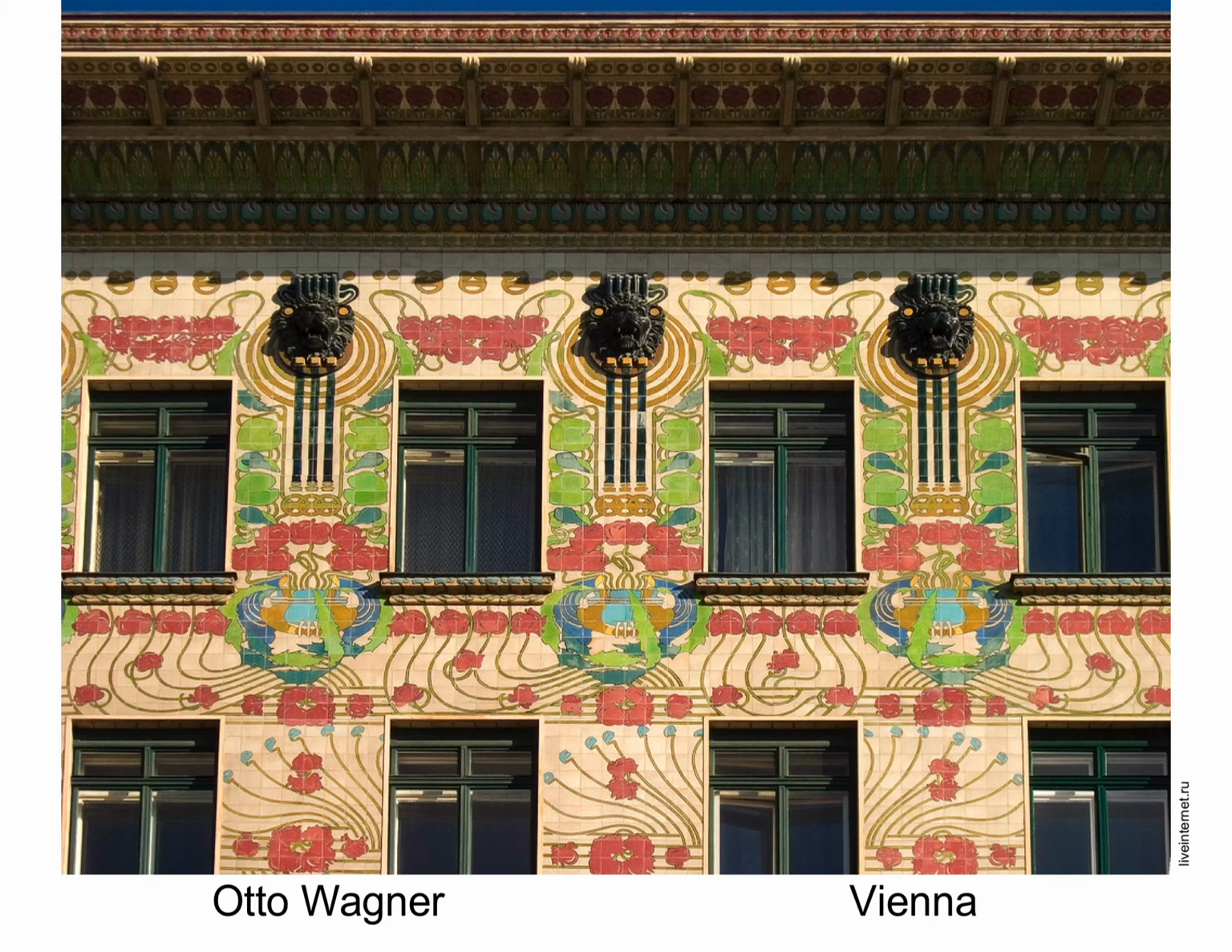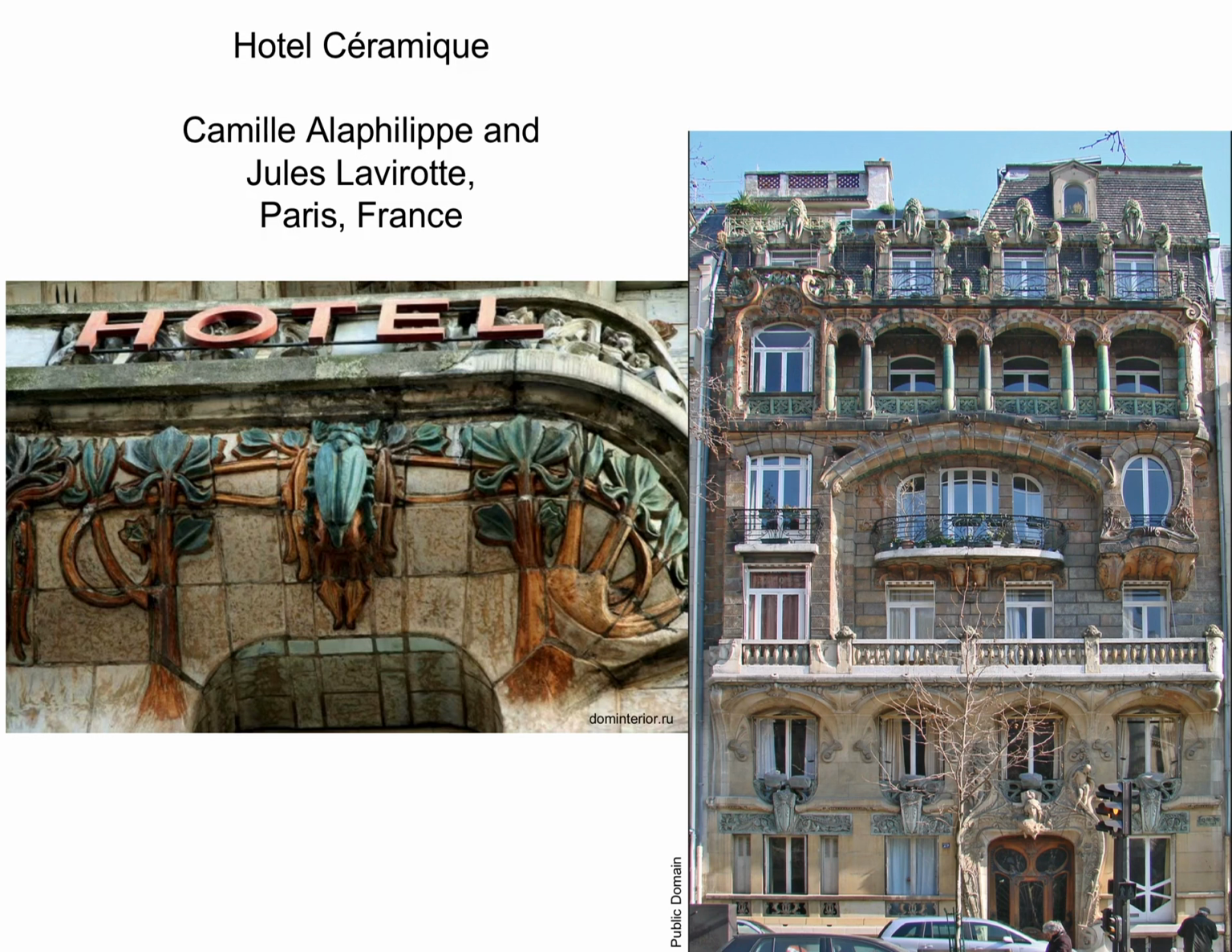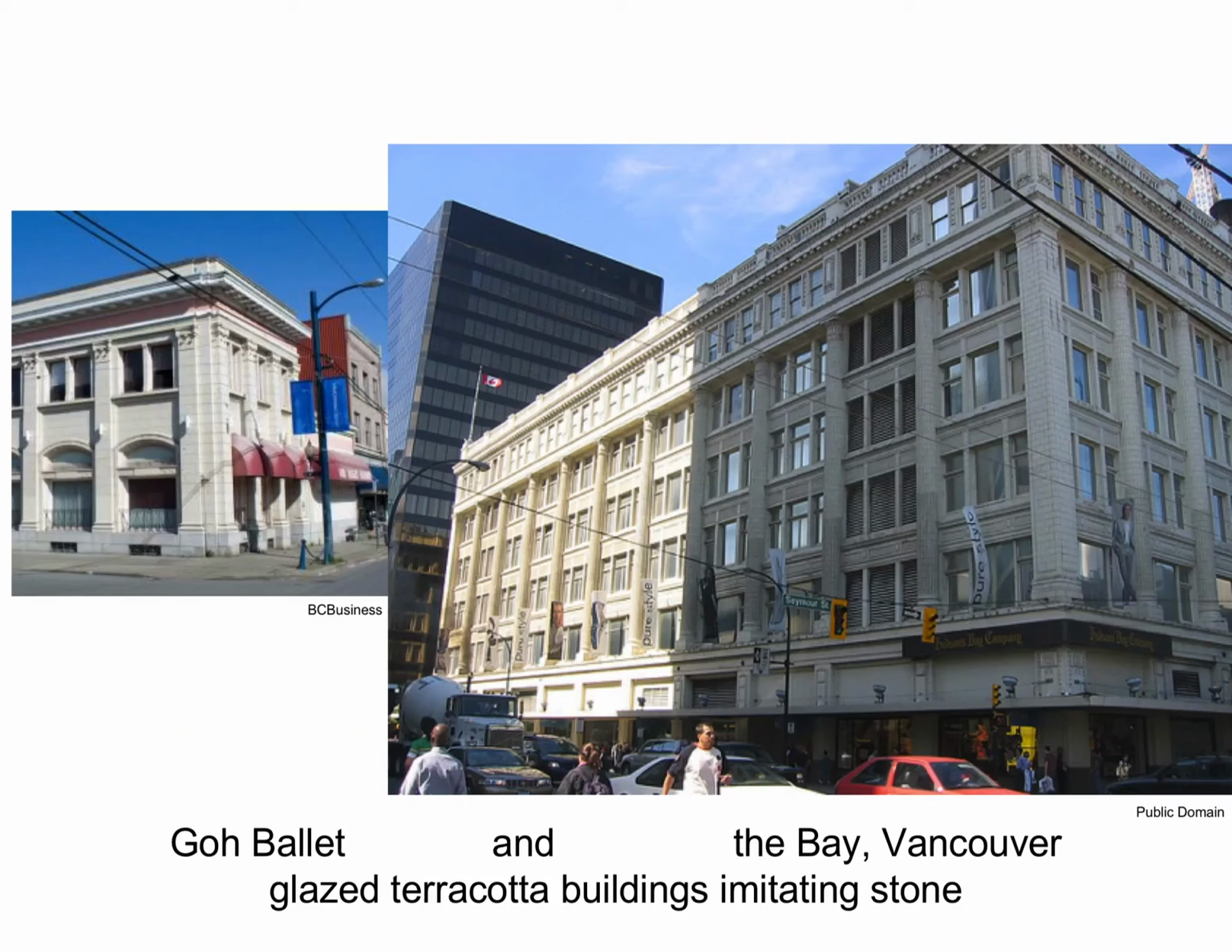Otto Wagner in Vienna, working again in the Art Nouveau period with wonderfully beautiful polychrome glazed ceramic tiles. And in Paris, there is a hotel called Hôtel Céramique. And if you go to Paris, you may want to go stay there. It was designed by Camille Alaphilippe and Jules Lavirotte, and it is still open today as a hotel, and it is covered inside and out with ceramic tiles.